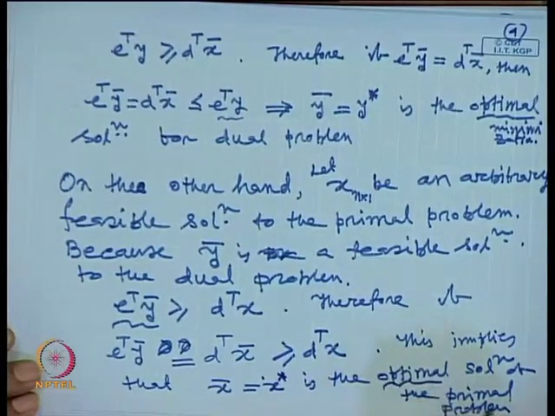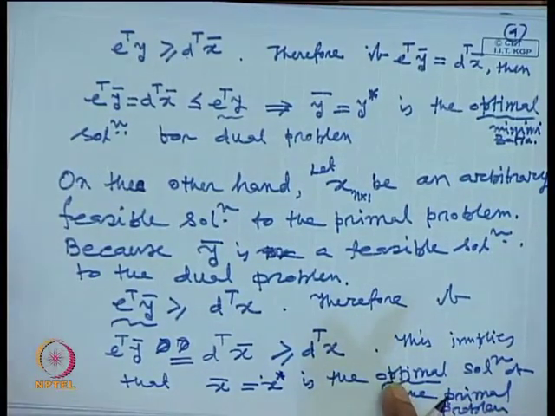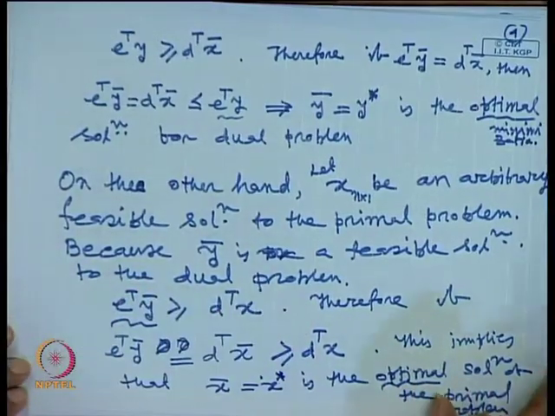Optimal means that this x star is the optimal solution of the primal, corresponding to the maximum value of the function, and that proves the theorem. So, there are two theorems we have just told you.